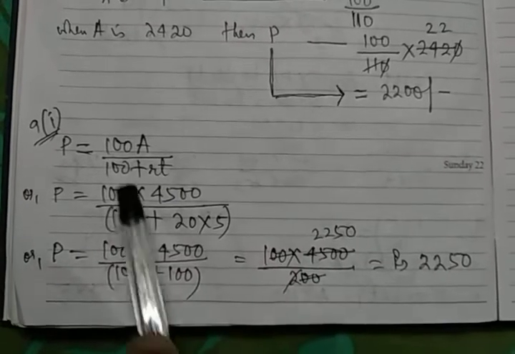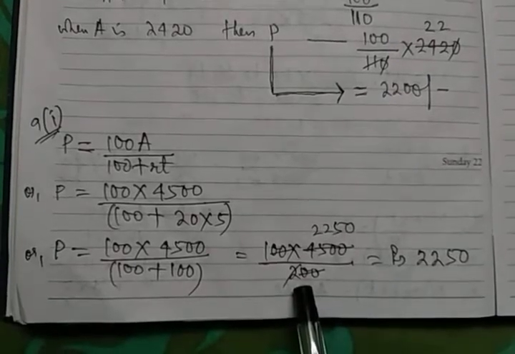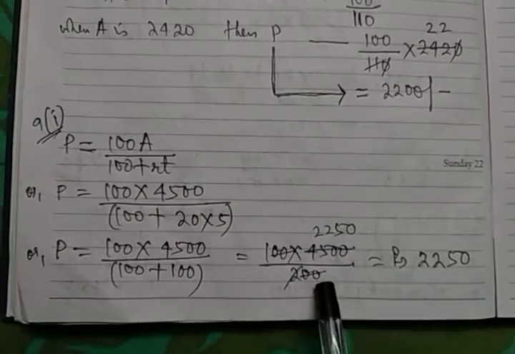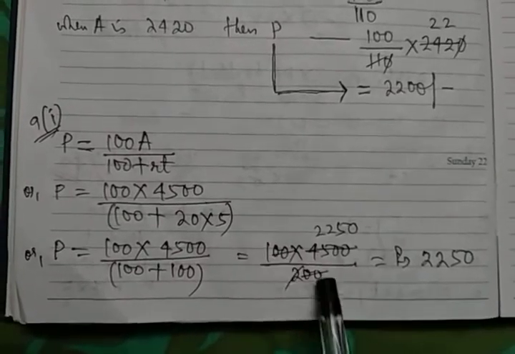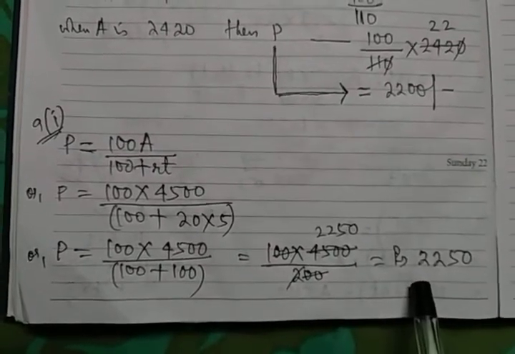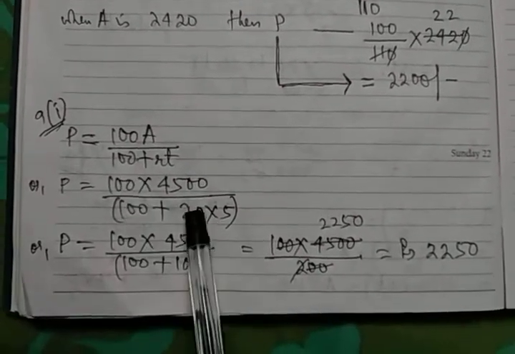Not before that. So 100A, 100 plus RT. So 100 into the amount divided by the denominator 100 plus RT gives you 200. The zeros we have cut. Then with 2, so 2250. So we are getting number 9. The principal was 2250, which was giving you an amount of 4500.